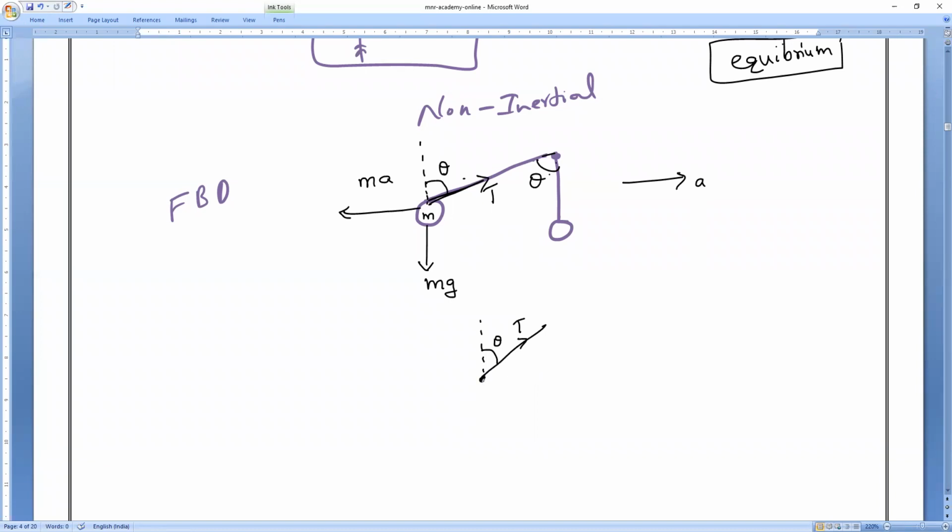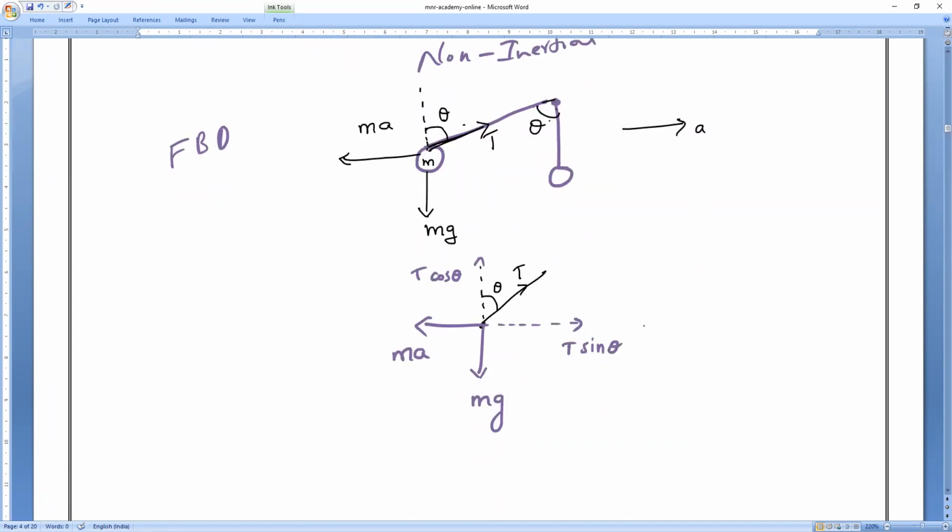Then one force is acting in the downward direction, Mg, and this other force, what do we call it? Ma. Then since there is theta, immediately two components will come, x component and y component. Here, T cos theta, and here T sin theta. That is what you have to remember.